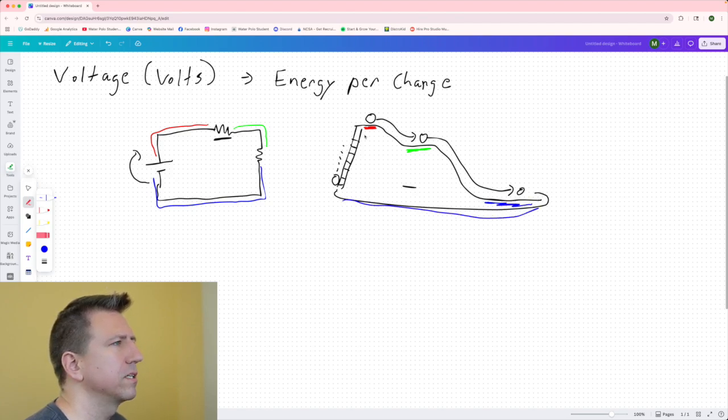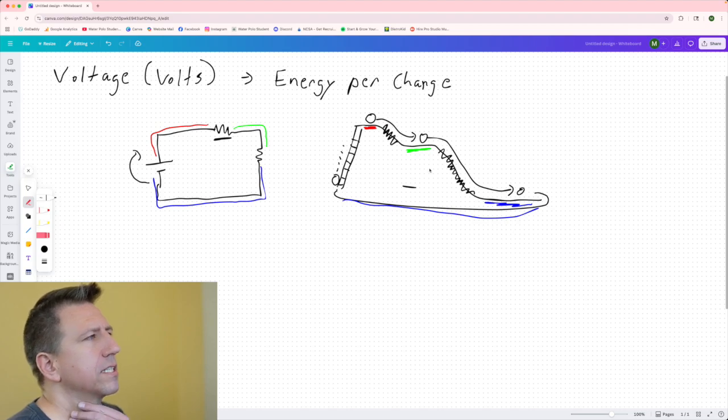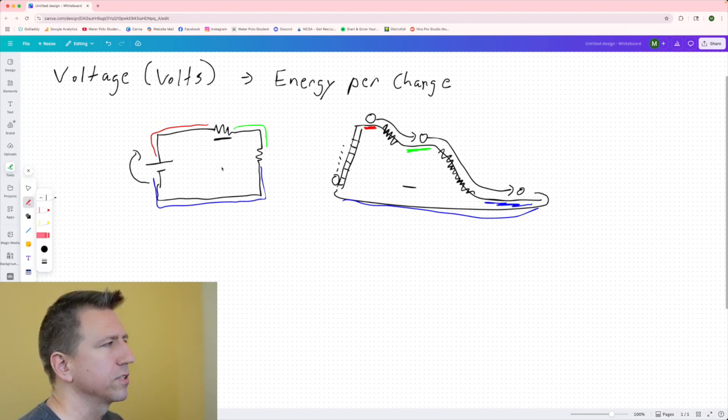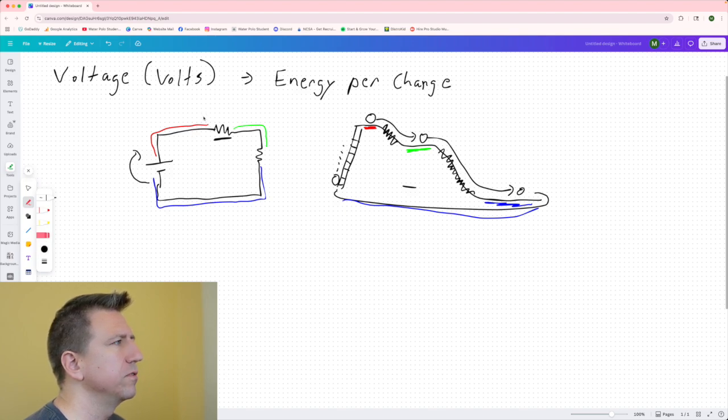So we rise up to a higher level, and then we go through an energy transition as we go through each of these resistors. That's the analog in a physical sense of what's happening in the electrical sense. Voltage is that measure of how much energy you have. So that red voltage here, that green voltage there, the blue voltage there, and as it goes around the circuit, these charges lose their energy as they move through the circuit.